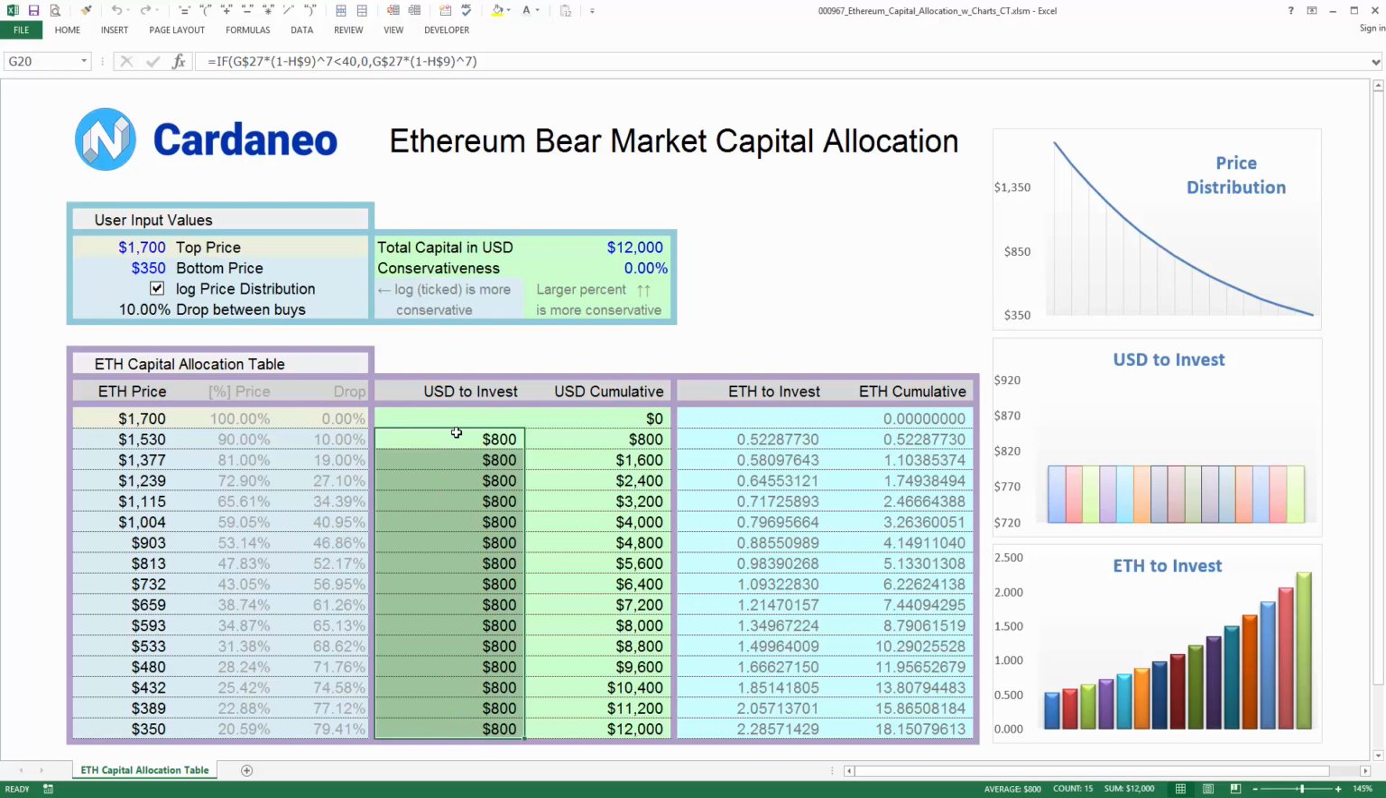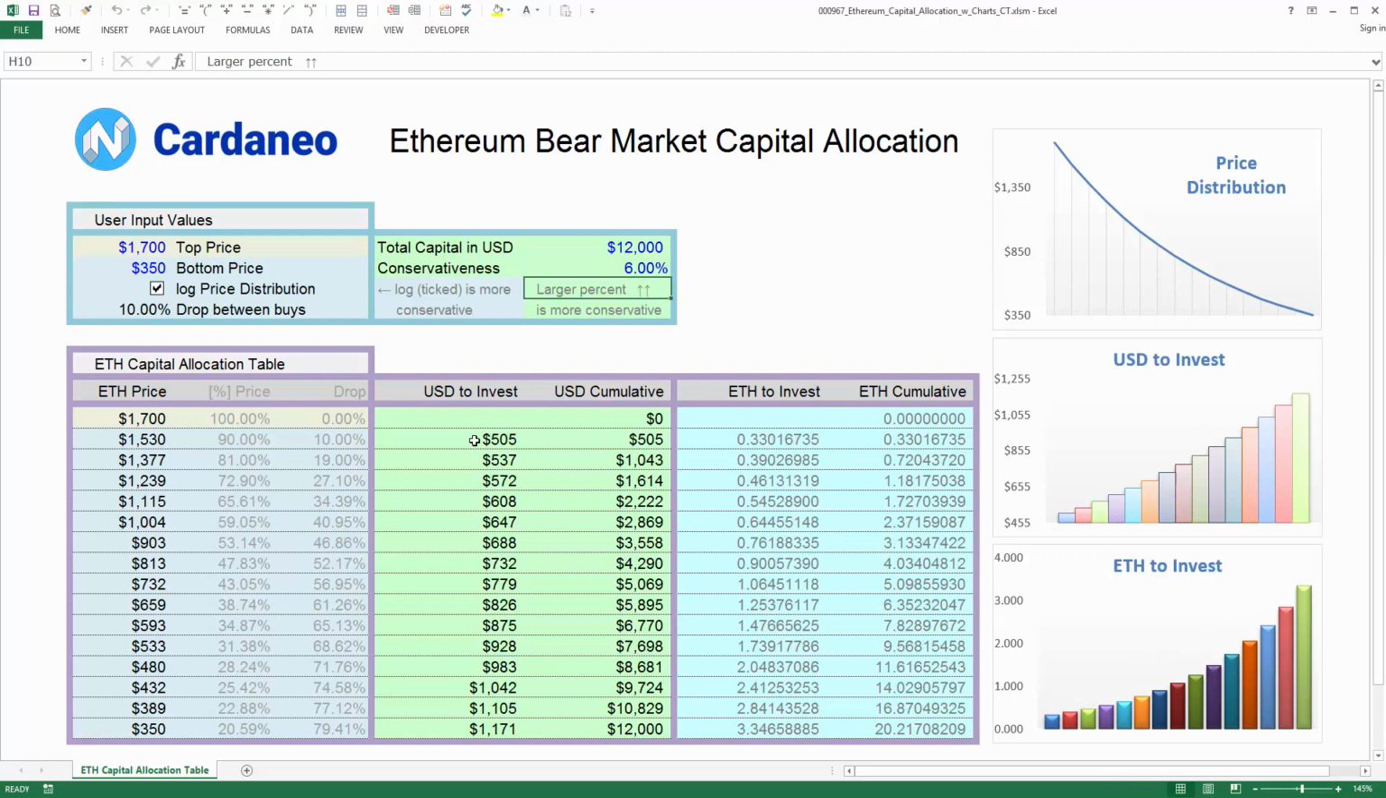Now, even though those dollar amounts are the same, as the price goes lower and lower, we can purchase more and more Ethereum. That is clearly seen on these charts. As you can see, $800 is the dollar amount that we want to invest at every price level. However, the number of Ethereums we're getting is more and more. Now, I also say that a larger percentage number here means that you're more conservative. By default, I have 6%.